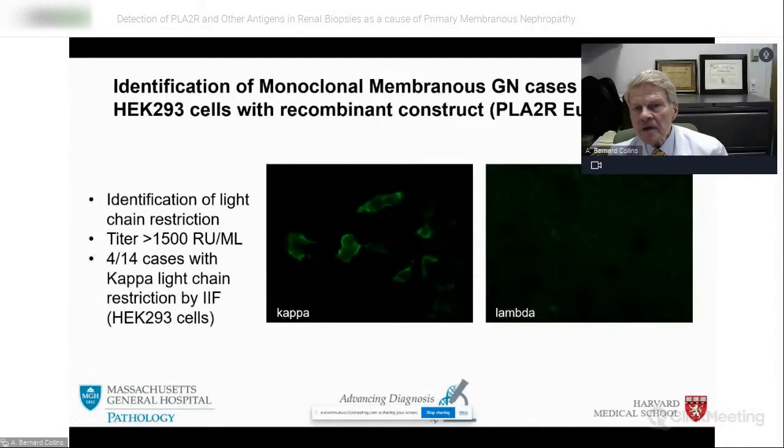We also have preliminary results showing a few cases of positive PLA2R cases that have very high titer, greater than 1,500 RU per ml. Remember I said the positive level was greater than 20. This is extremely high. And we found that there is light chain restriction in a small number of those patients. We are continuing to try to determine what the incidence of this is in patients with high levels of PLA2R.